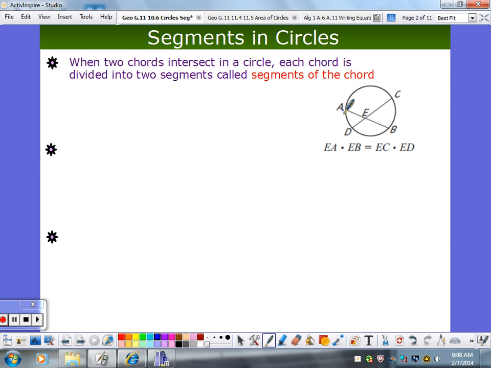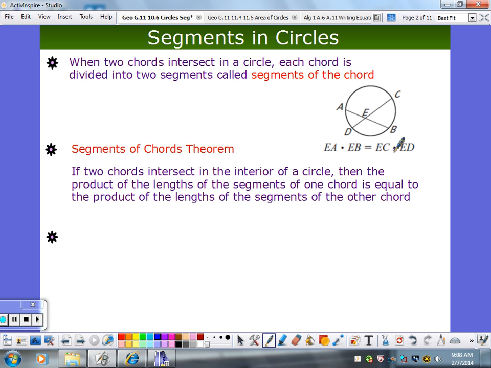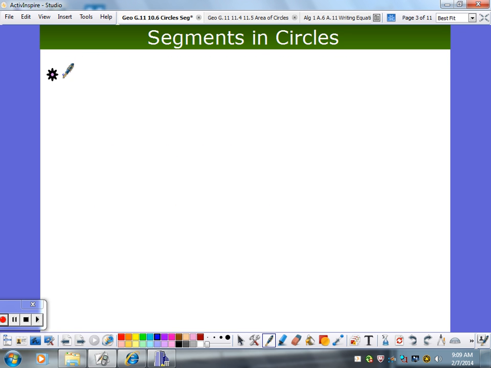And our first theorem is, if they intersect inside a circle, this piece, the AE times EB, so this piece times this piece, equals that piece times that piece. So this was a 5, and this was a 6, and this was a 2, and this was a 15. This times this equals that times that, does it? Yes, right? That's how it works. Okay, that's a theorem we got.